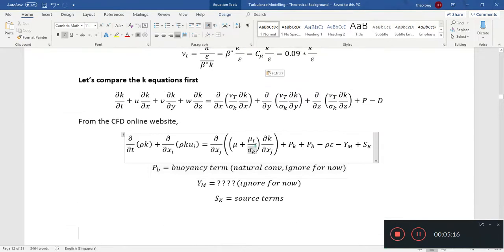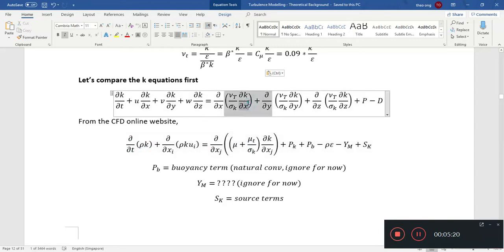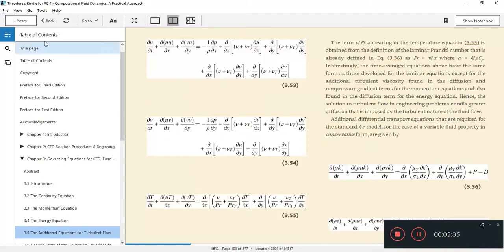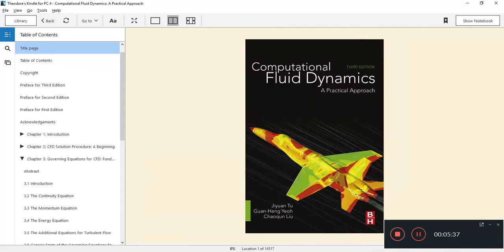So what I do is divide throughout to try and make this equation look more like this one. This one I got from one of the standard CFD textbooks. There are several other forms as well that you might see online. This is from CFD: A Practical Approach, this book.